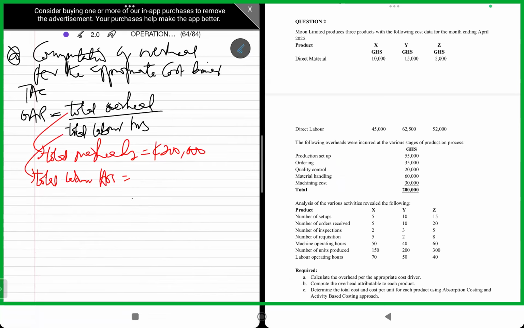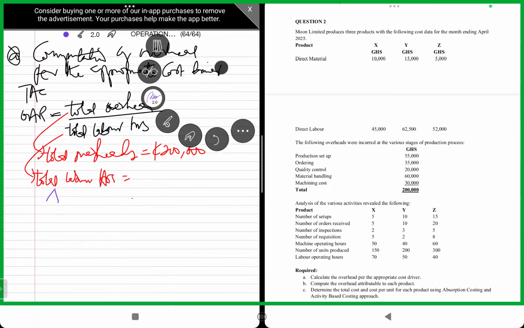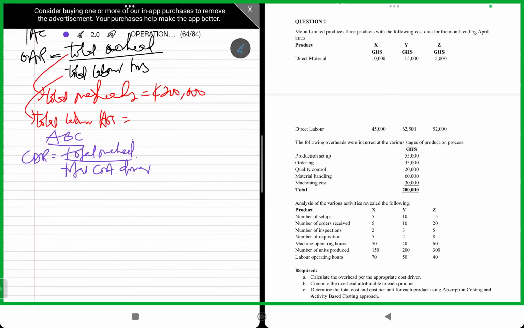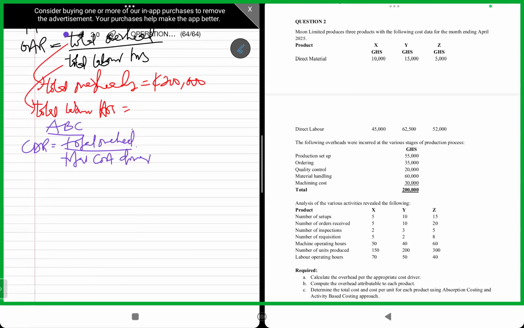The CDR will be that. Let me show you something. So activity-based costing, ABC. Let's say, what is the formula for the CDR? It should be the total overhead over what? The total cost driver. So what is the first overhead? Quick. What's the first overhead?